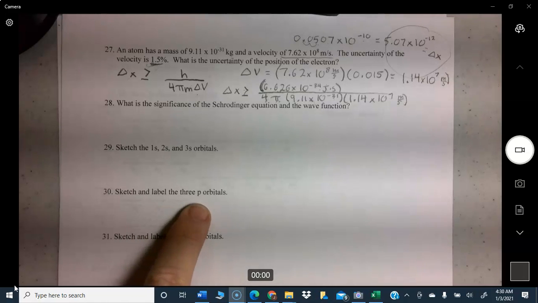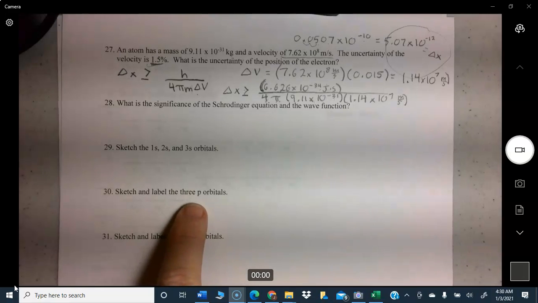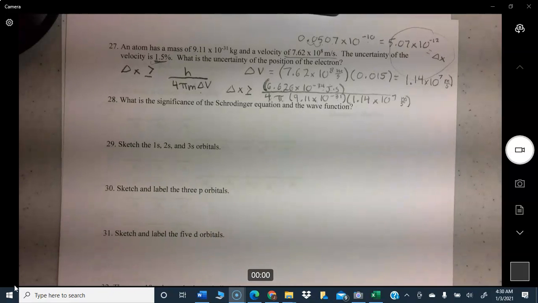Sketch and label the 3 p orbitals. That doesn't mean the 3rd row necessarily. It could be any row, but the p orbitals, what they look like, and the 5 d orbitals. So I just want you to do a nice, fairly neat sketch of them. It doesn't have to be beautiful or great 3-dimension, but that's what Schrodinger's equation describes, those shapes. So go back to the notes and find those.